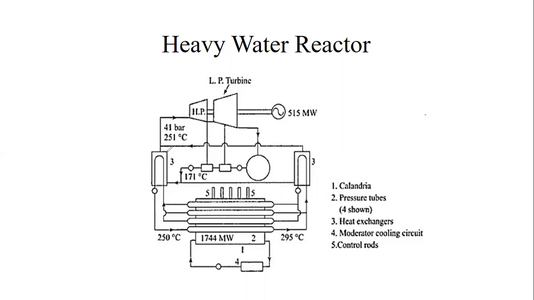The generated steam at 41 bar and 251 degrees Celsius enters the high pressure part of the turbine. After that, it enters the low pressure part of the turbine, and then it is taken back for condensation and further utilization of the available temperature in the steam. So this will drive a generator of 515 megawatts and generate the electricity.